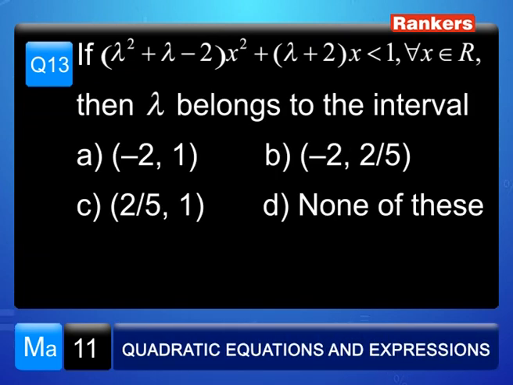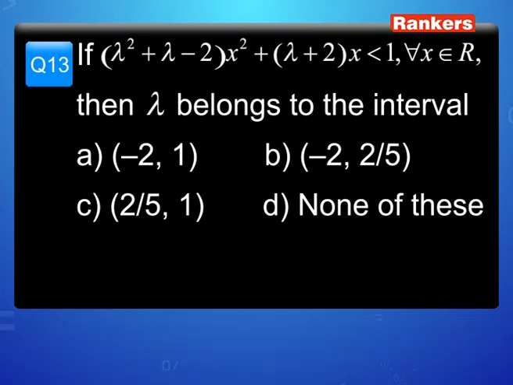If lambda square plus lambda minus 2 into x square plus lambda plus 2 into x is less than 1 for all x real numbers, then lambda belongs to what interval? A minus 2 comma 1 open interval, B minus 2 comma 2 by 5, C 2 by 5 comma 1 open interval, and D none of these.